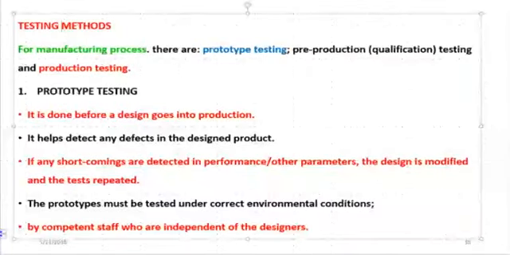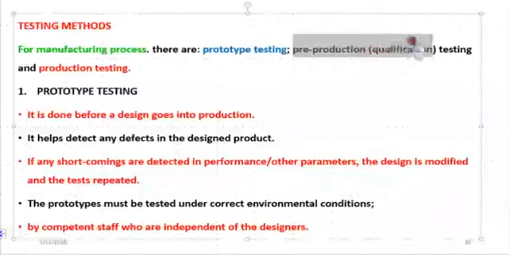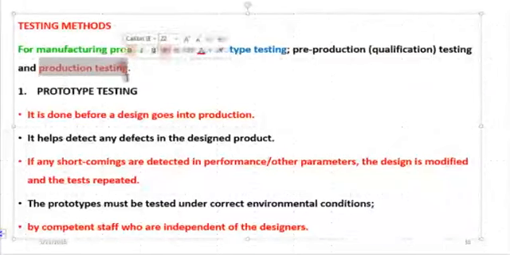So the next thing is there are testing methods that manufacturers use when manufacturing their products from the design stage up to the completion, and these are 3 in number. The first one is called prototype testing, the second one is called pre-production testing or qualification testing, and the last one is called production testing.